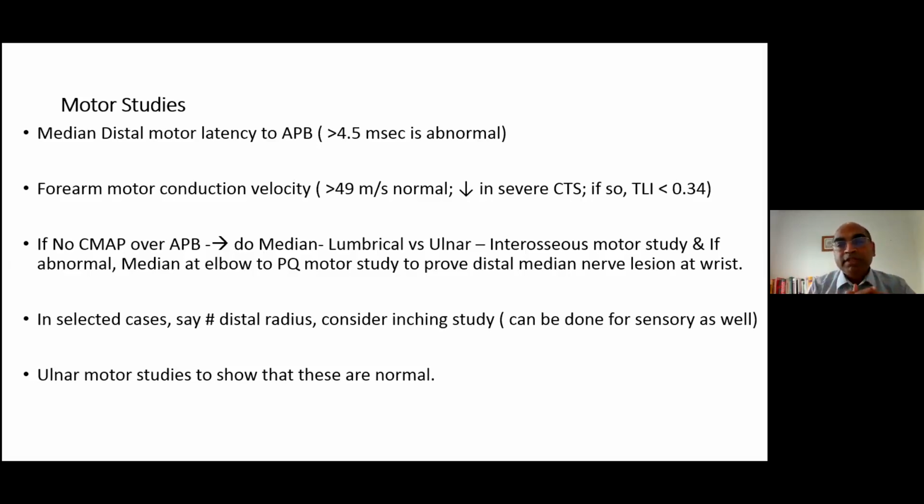So these are the motor studies to choose from to prove carpal tunnel syndrome. And in selected cases, say there is a Colles fracture or another kind of distal radial fracture, and you want to prove the median entrapment is not across the fracture site, it's across the carpal tunnel, which is further distally down, then you can do inching studies. The inching can be done for sensory as well, either sensory or motor inching, to prove the exact site of block. Okay, and then it's customary to do ulnar motor studies to show that these are normal.